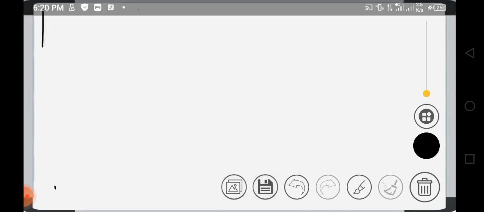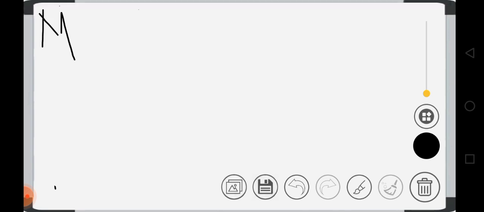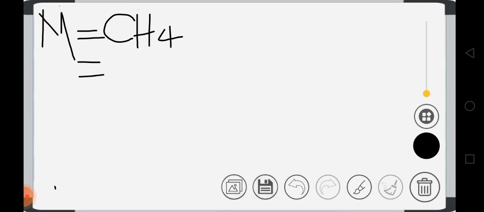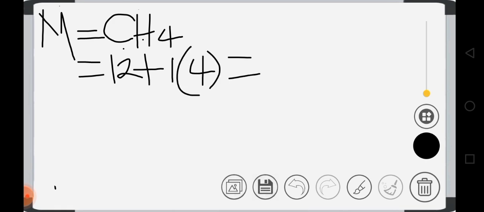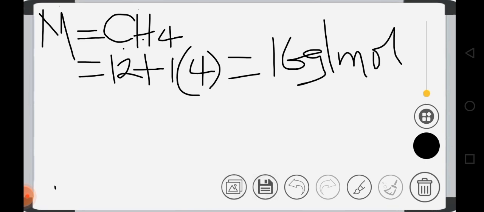So the molar mass of methane will become CH4. Let me write this out so that you understand it better. C is 12 plus H is, remember H is 1. Therefore it remains, so that will give us 12 plus 4. That is 16 grams per mole. That's what we're going to have. So this is the molar mass of methane, 16 grams per mole. Please take note of that.